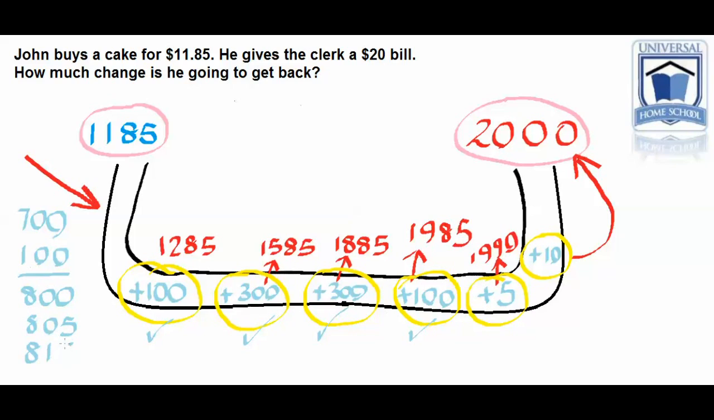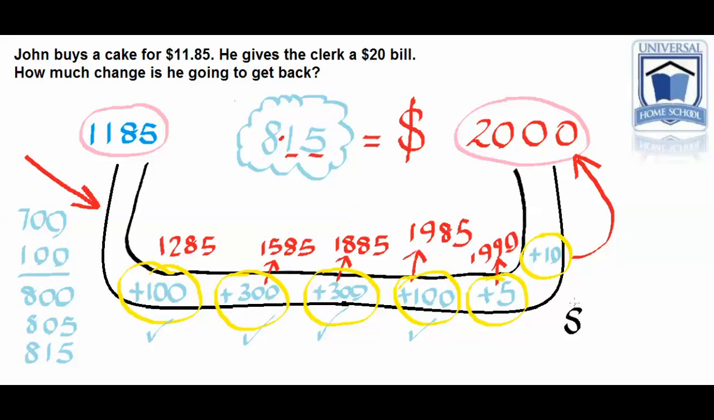I'm going to add 5 and a 10, and that's going to get me 805 and 815. So therefore, my change is 815 pennies. But let's make that into dollars. Making it into dollars, it's 2 decimal places. With 2 decimal places, we count from the right, 1, 2, and then we put the point right there. That's going to give me the amount of $8.15. So that's the change we get back, $8.15.